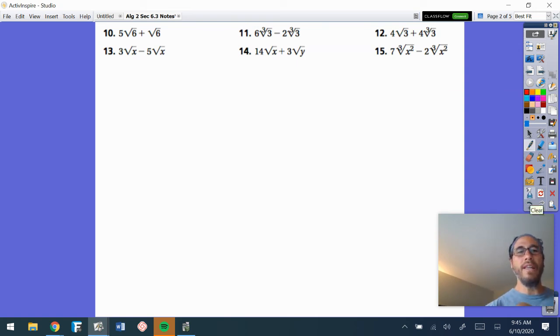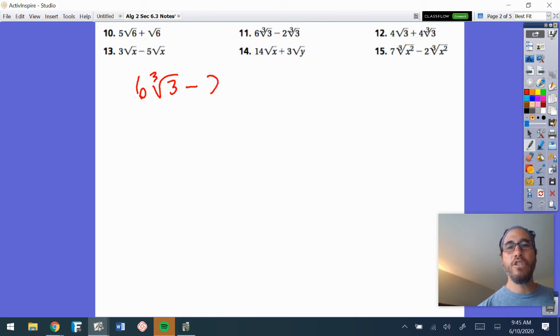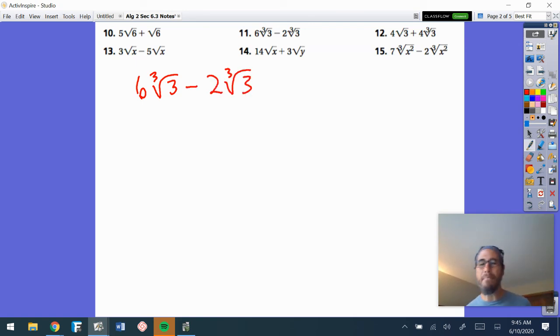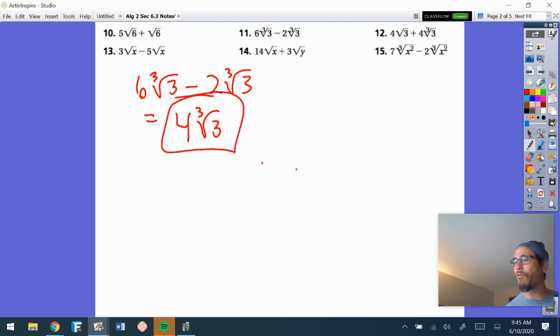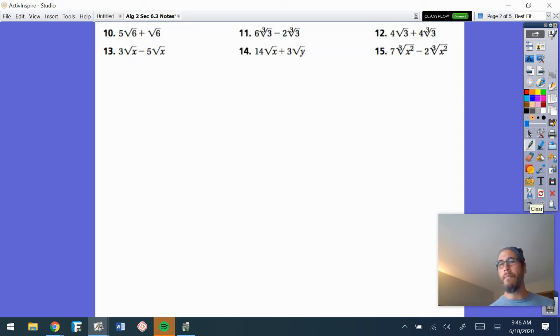Okay, let's look at 11. We have 6 cube root of 3 minus 2 cube root of 3. Can I subtract these? For sure, because it's a cube root, 3 in the ditch, and there's a 3 underneath the radical. So 6 minus 2 is just 4 cube root of 3. Done, right? That's it. It's kind of nice. We did multiplication and division, which was a little bit tougher, and now we're going to adding and subtracting.